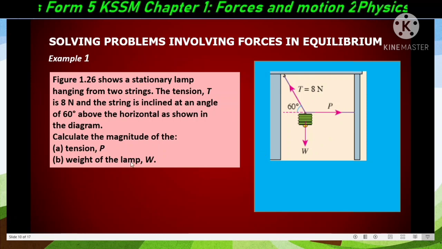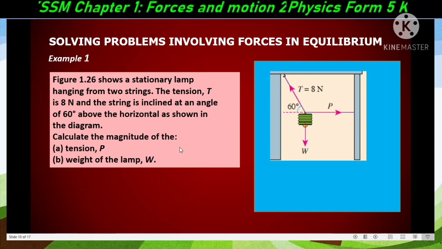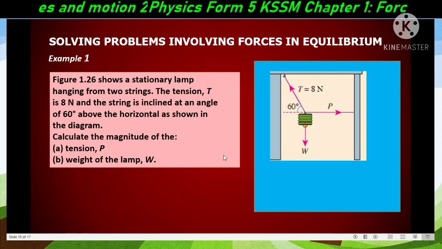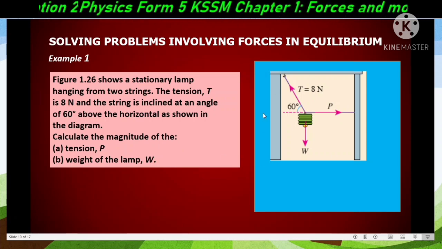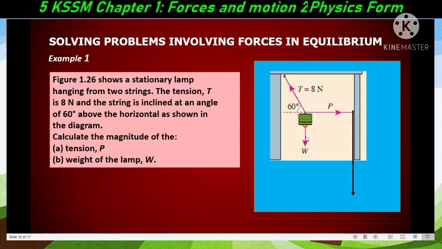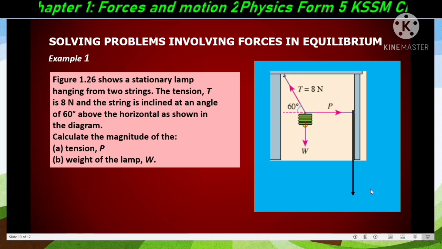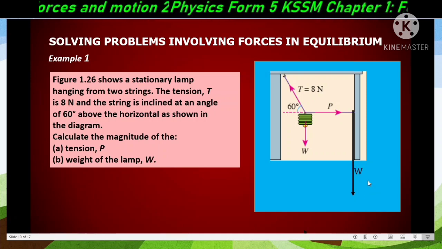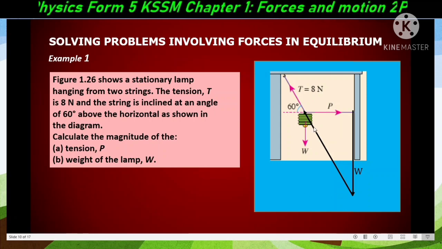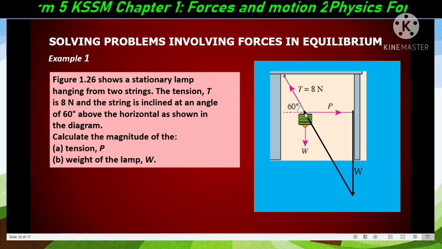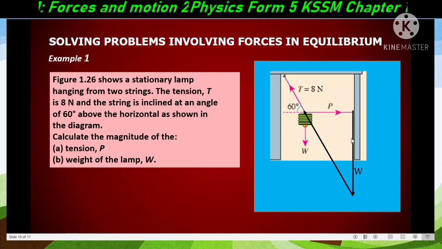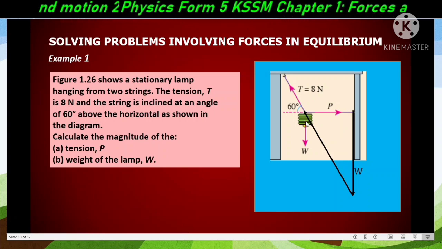I hope you still remember that in the last topic we discussed how to sketch a triangle of forces. So for this one, let's try to sketch. This is for the weight, vertical downward, W. At angle 60 from horizontal, we draw T. And then continue P. So this is the triangle of forces for the forces that act on the lamp.